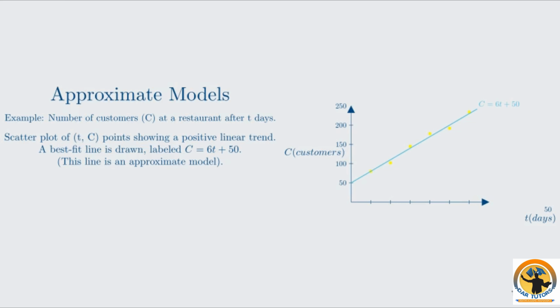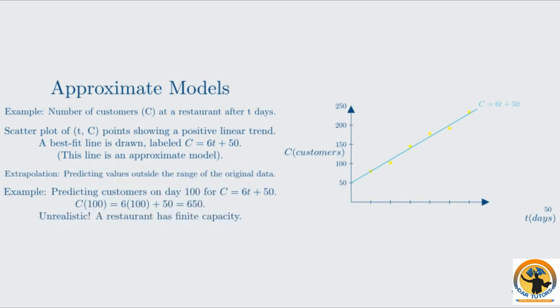A critical aspect of using any model, especially an approximate one, is being aware of its limitations. One common pitfall is extrapolation. Extrapolation is the process of predicting values outside the range of your original data. While it can sometimes be reasonable, you must be careful. For example, if we use the restaurant model to predict customers on day 100, we get 650. But this assumes the linear trend continues indefinitely, which is unrealistic. A restaurant has a maximum capacity. The model is useful within its domain of proven relevance, but becomes unreliable beyond that.